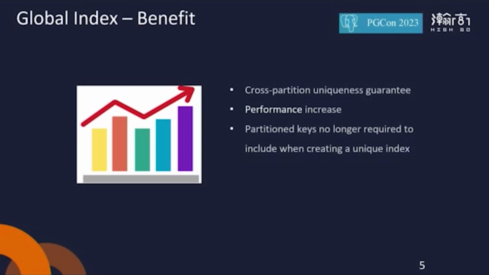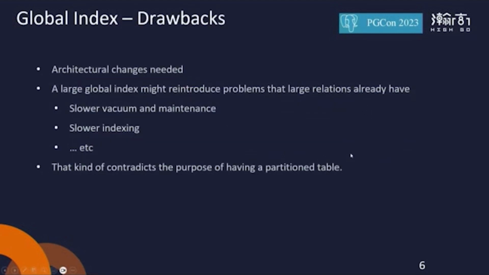And with that limitation lifted, there's a significant performance increase with your select. We'll talk about the numbers later in the slides. So let's talk about some drawbacks here. Yeah, it sounds good. You get a global uniqueness check and you have some performance gain.